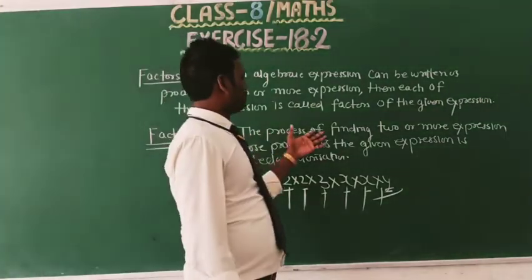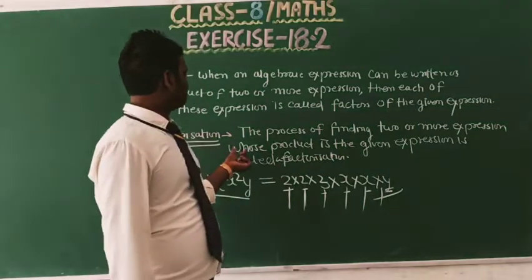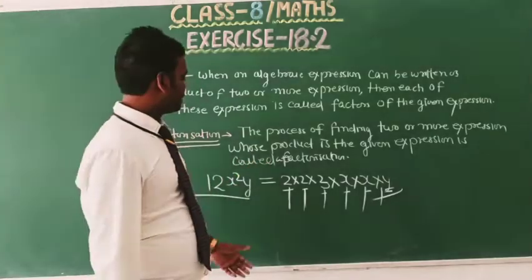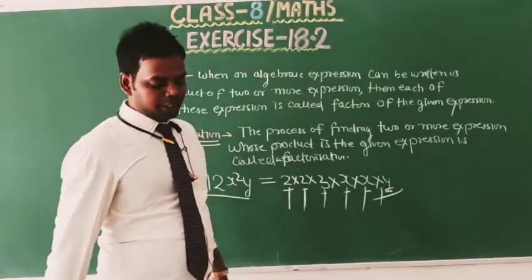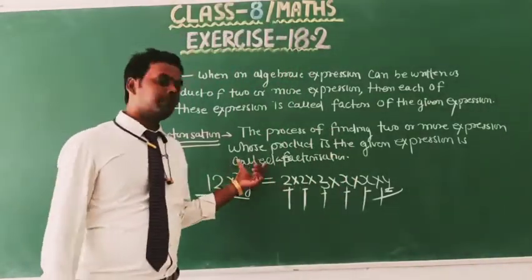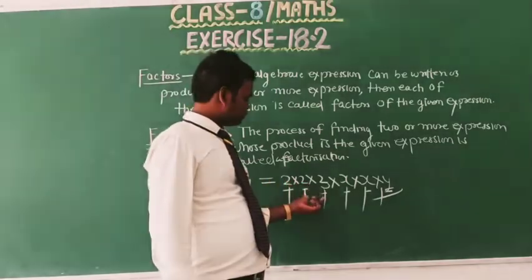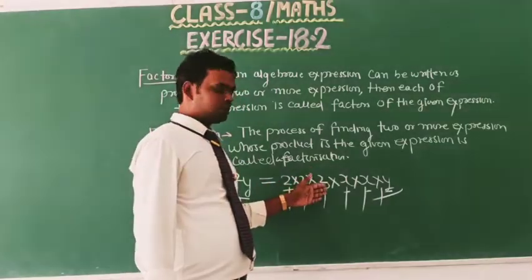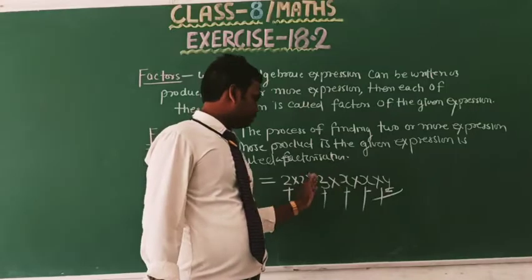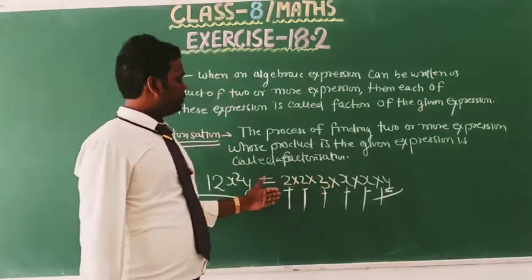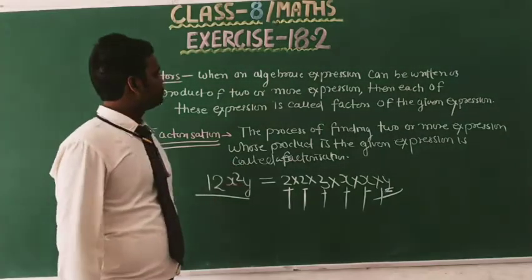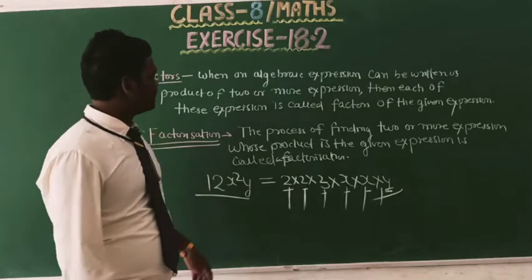Factorization: the process of finding two or more expressions whose product is the given expression is called factorization. Okay, so we can say factorization is the reverse process of multiplication. Okay, means if we multiply all the factors, then we will find the original expression. Means after multiplication of these factors, we will find the original expression, which is 12x square y. Okay, so these are factors and factorization.